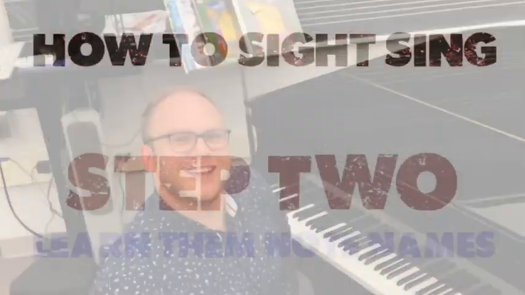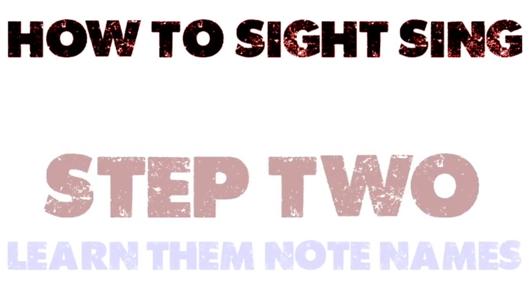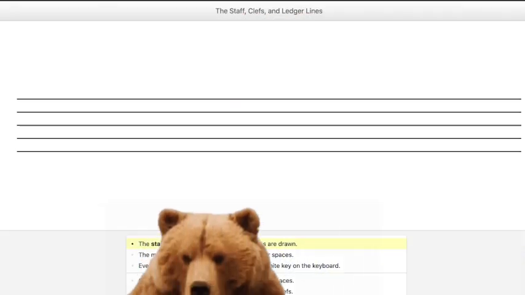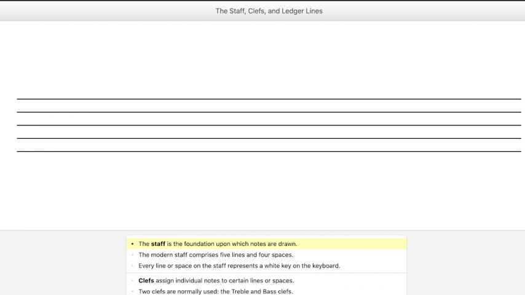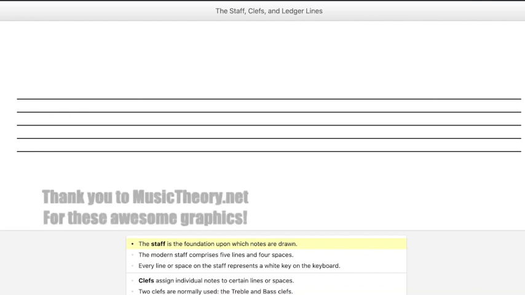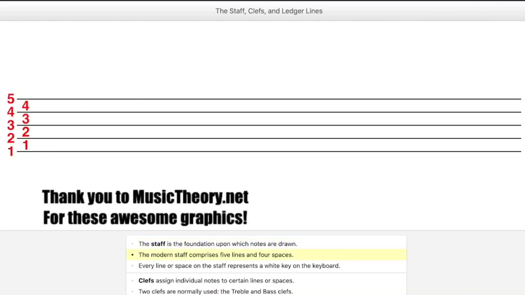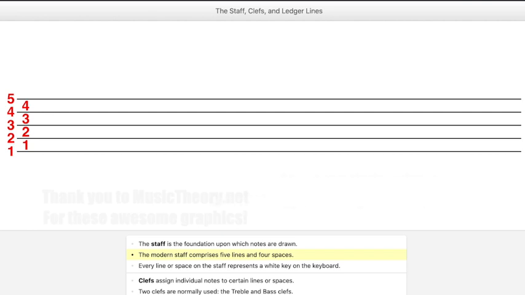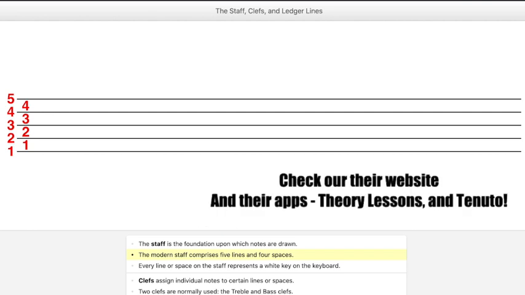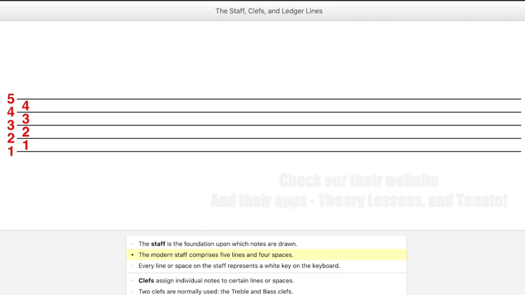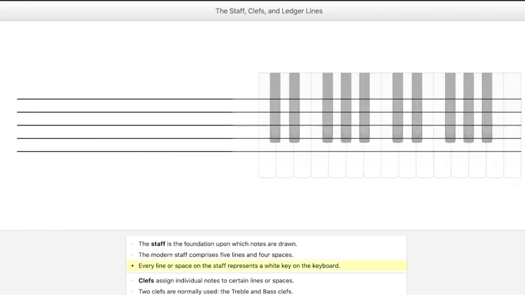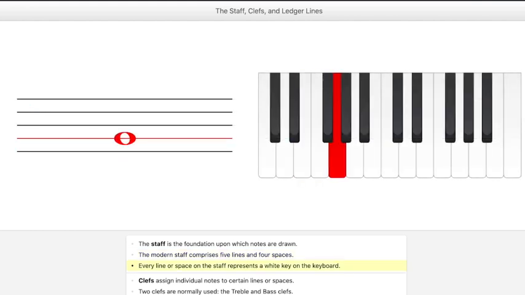Well, here we go. So let's start at the very beginning. The staff. The staff is the foundation upon which notes are drawn. And the modern staff has 5 lines. From the bottom to top, we count 1 to 5. And in between those lines are 4 spaces, 1 to 4, counted from the bottom space to the top space. Every line or space on the staff represents a white key on the keyboard.